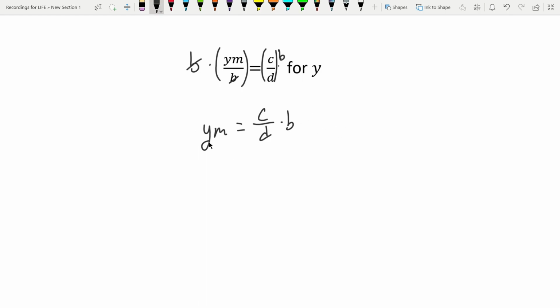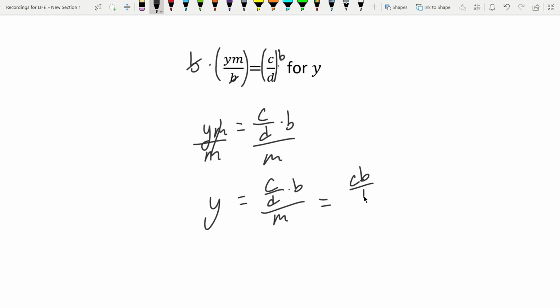So here we're going to get y by itself. Now, if this was multiplied by 3, for instance, if you had 3y, to get rid of the 3, you would divide it out. So here we're going to get rid of the m by dividing it. So we're going to get y, those m's are going to cancel. We're going to get c over d times b over m. This is another expression as I did before, cb over d divided by m. You can also multiply by the reciprocal here. It's going to be cb over d times 1 over m, which is going to give you cb over dm.